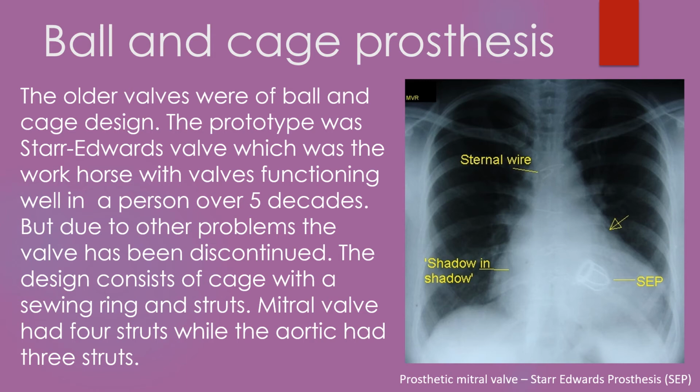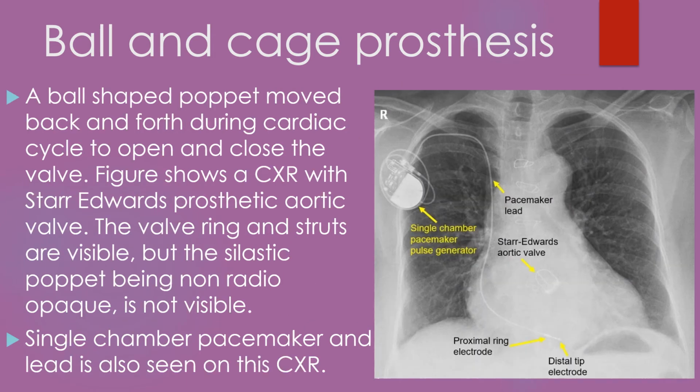The design consists of a cage with a sewing ring and struts. Mitral valve had 4 struts, while the aortic had 3 struts. The X-ray shows a Starr-Edwards prosthesis in the mitral position. A ball-shaped poppet moved back and forth during the cardiac cycle to open and close the valve. Figure shows a chest X-ray with Starr-Edwards prosthetic valve in the aortic position. The valve ring and studs are visible, but the silastic poppet, being non-radiopaque, is not visible. A single-chamber pacemaker and lead is also seen on this chest X-ray.